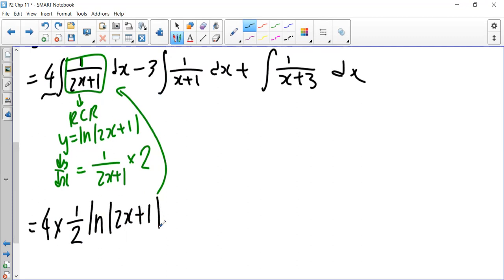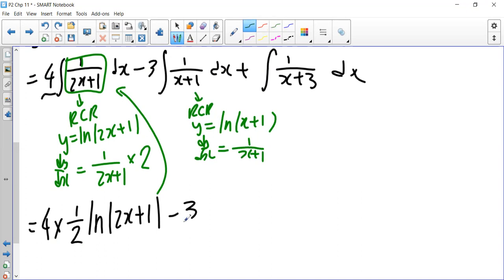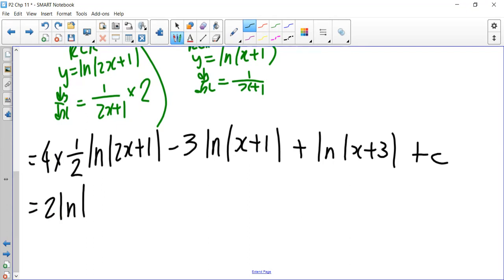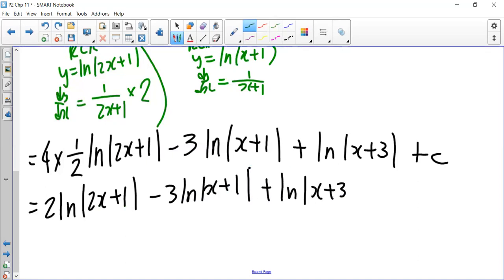Therefore, my integral will be 4 on the outside times a half of the y function, ln 2x plus 1. Second function, reverse chain rule again, we let y be ln x plus 1. dy by dx is 1 over x plus 1, exactly the same as the original function. So minus 3 times my guessed answer, ln x plus 1. The last one is the same, ln x plus 3. So plus ln x plus 3. And don't forget the constant, plus c. So 4 times a half is 2: 2 ln 2x plus 1 minus 3 ln x plus 1 plus ln x plus 3 plus c.